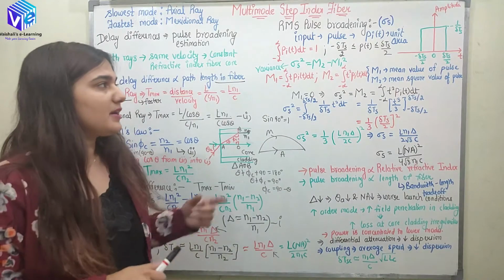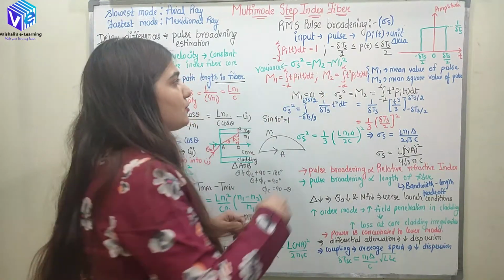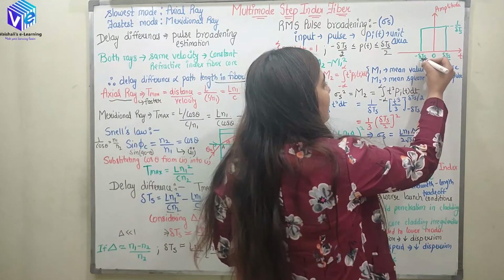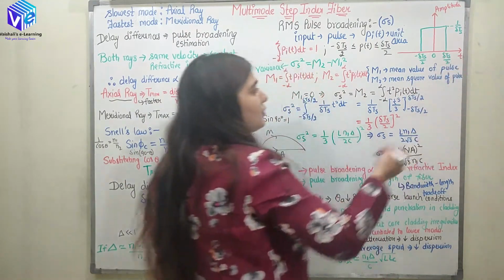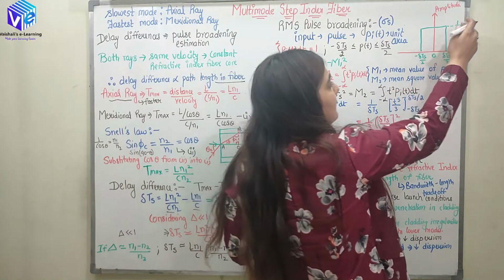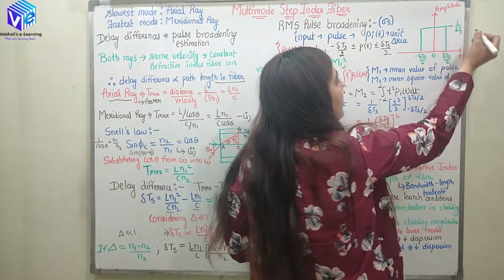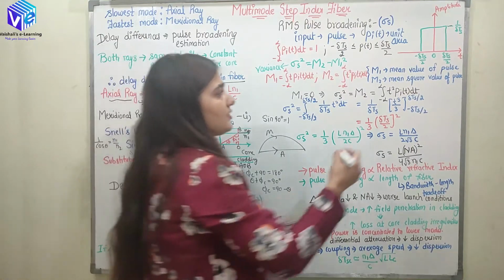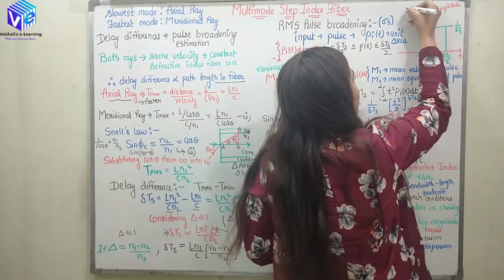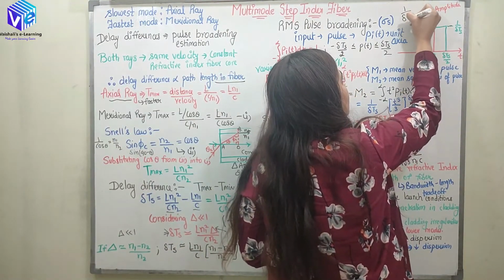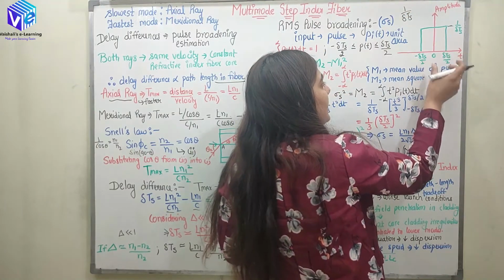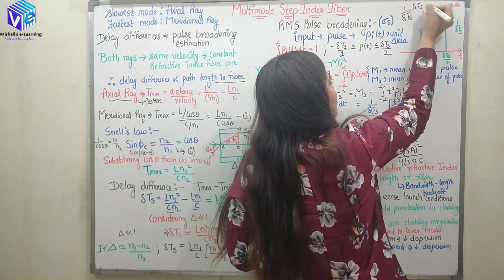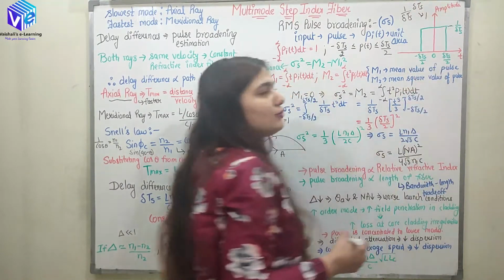So for that I am considering a unit area pulse. This is my input pulse, which has unit area, spread from minus delta ts upon 2 to delta ts upon 2 and having the amplitude 1 upon delta ts. It would have unit area, because the height is 1 upon delta ts and the width, delta ts upon 2 plus delta ts upon 2, would be delta ts.